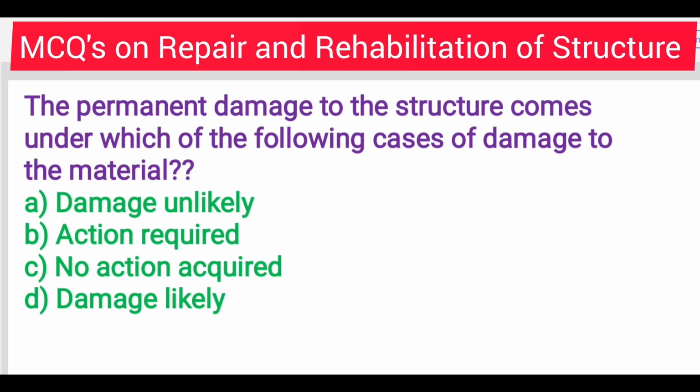Next question, the permanent damage to the structure comes under which of the following cases of damage to the material? Option A, damage unlikely. Option B, action required. Option C, no action required. Option D, damage likely. So the correct answer is option D, damage likely.